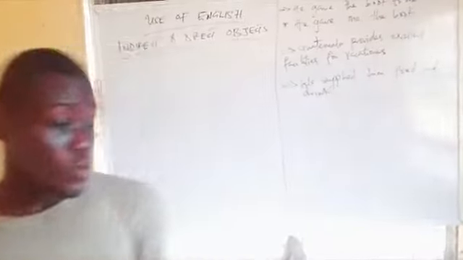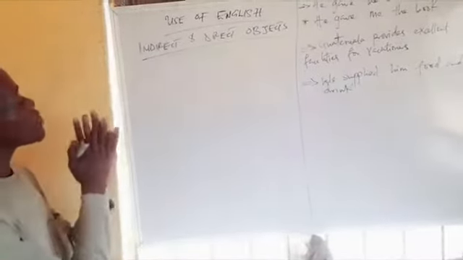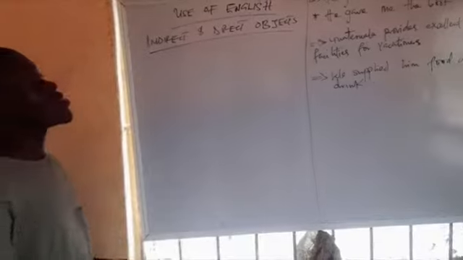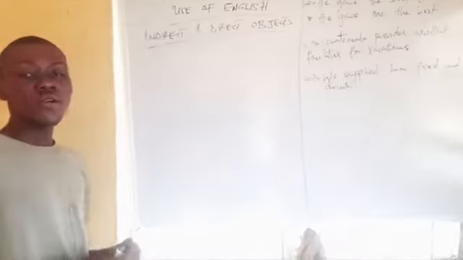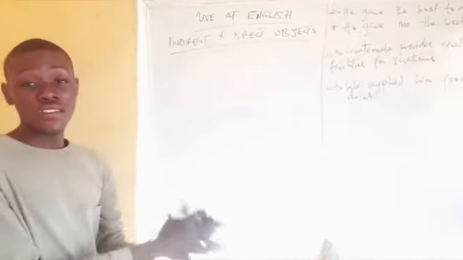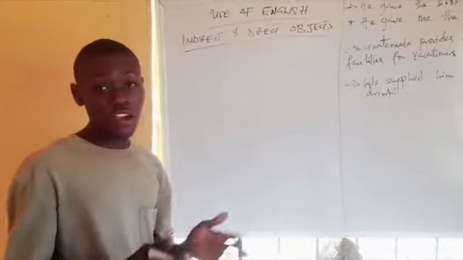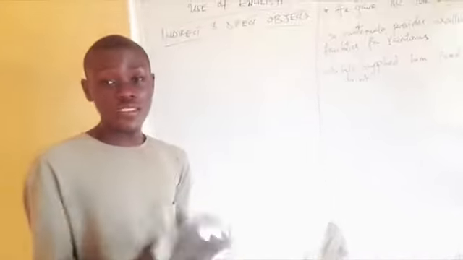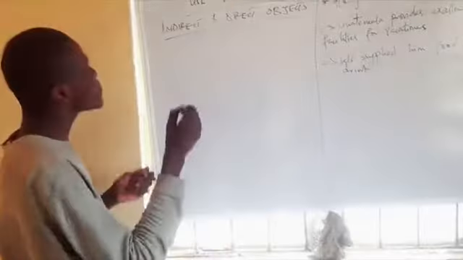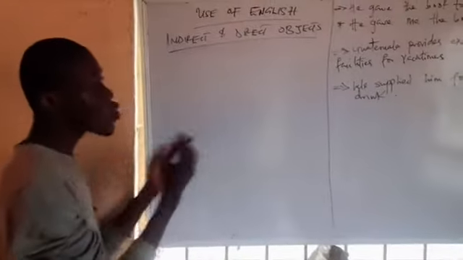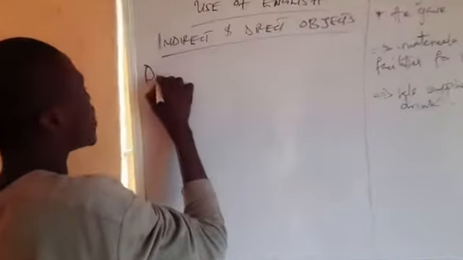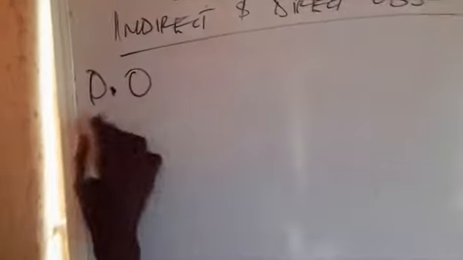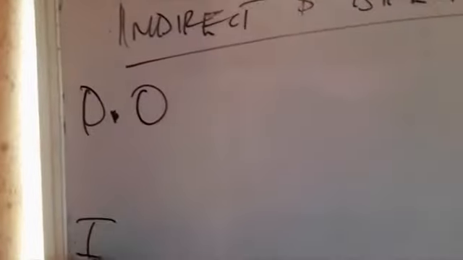Alright, so without wasting much of our time, we have indirect and direct objects. How do you identify indirect and direct objects? Now, remember that objects generally, as an element of the sentence, are what receive the action. But we can have our objects coming in two forms: our direct object, denoted as DO, and our indirect object, denoted as what? IO.